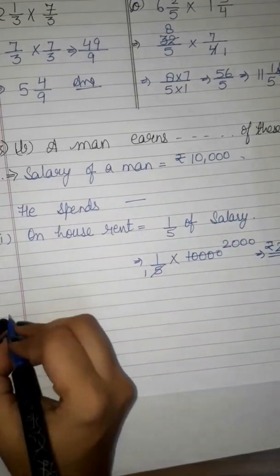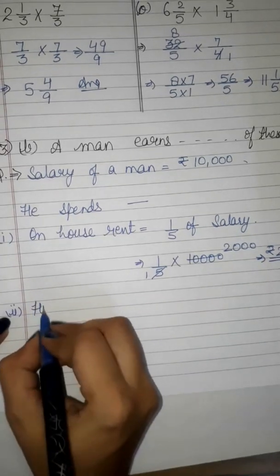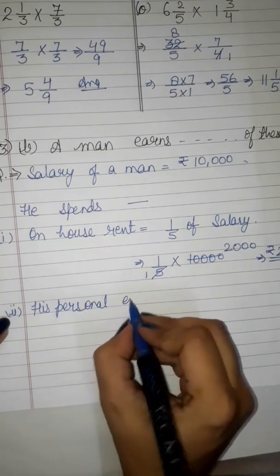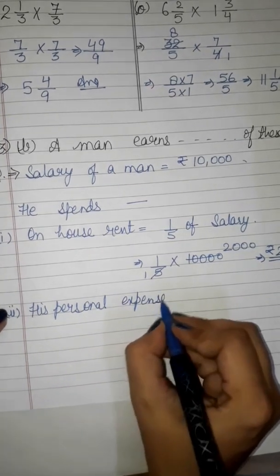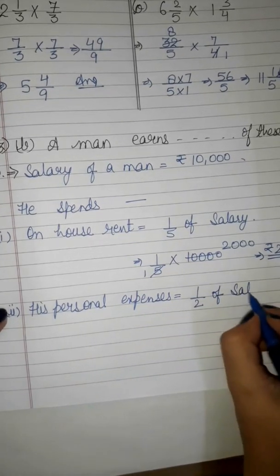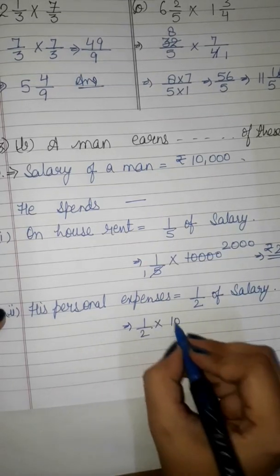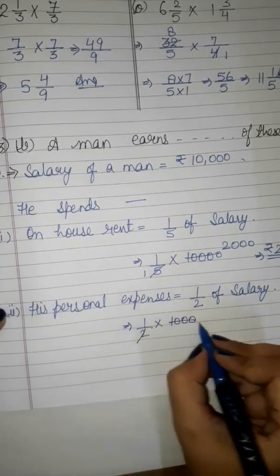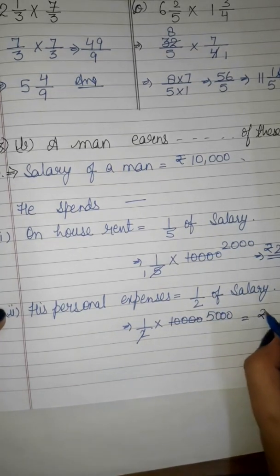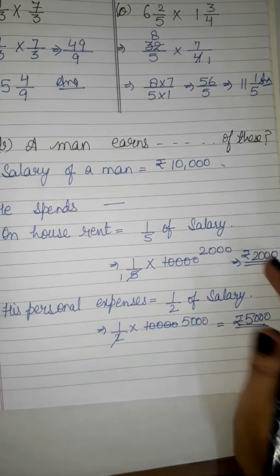Then second part, his personal expenses is 1 by 2 of salary. So that is 1 by 2 into 10,000. You can divide, 5,000. You get both the answers.